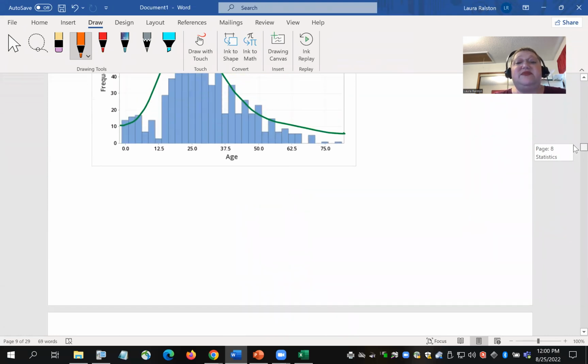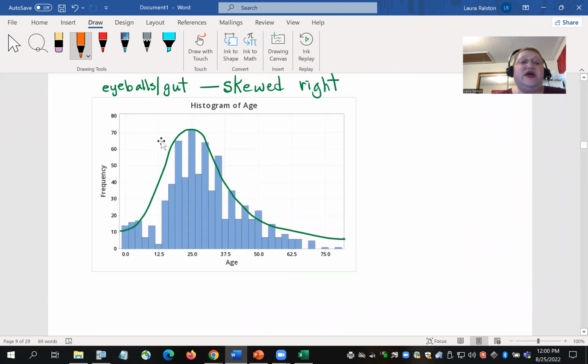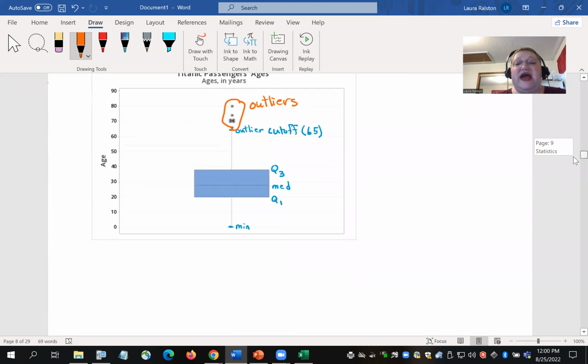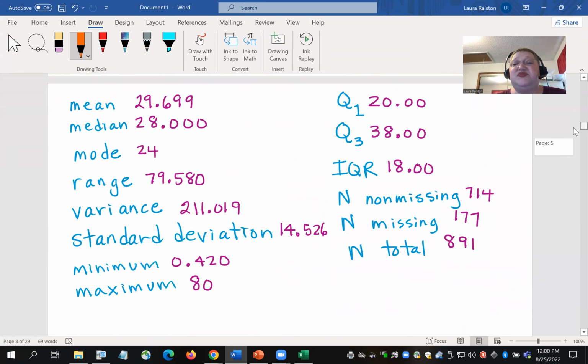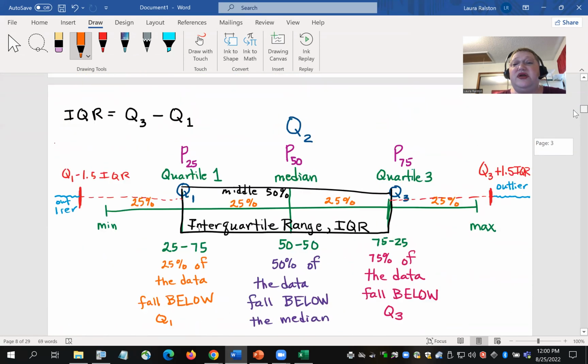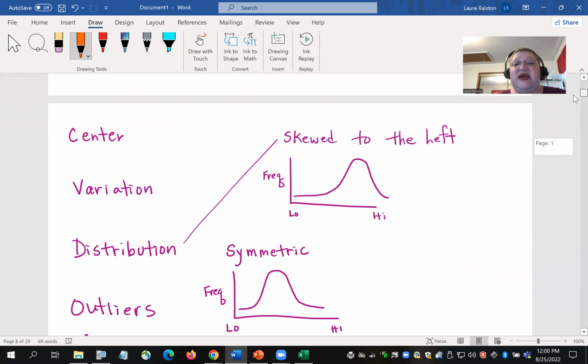We were kind of debating whether the graph of the histogram or even the graph of the box plot was skewed left, skewed right, or symmetric. There is a way to determine without a doubt whether it is skewed left, skewed right, or symmetric. And that goes back to this distribution that we talked about earlier, and I want to give you that information.